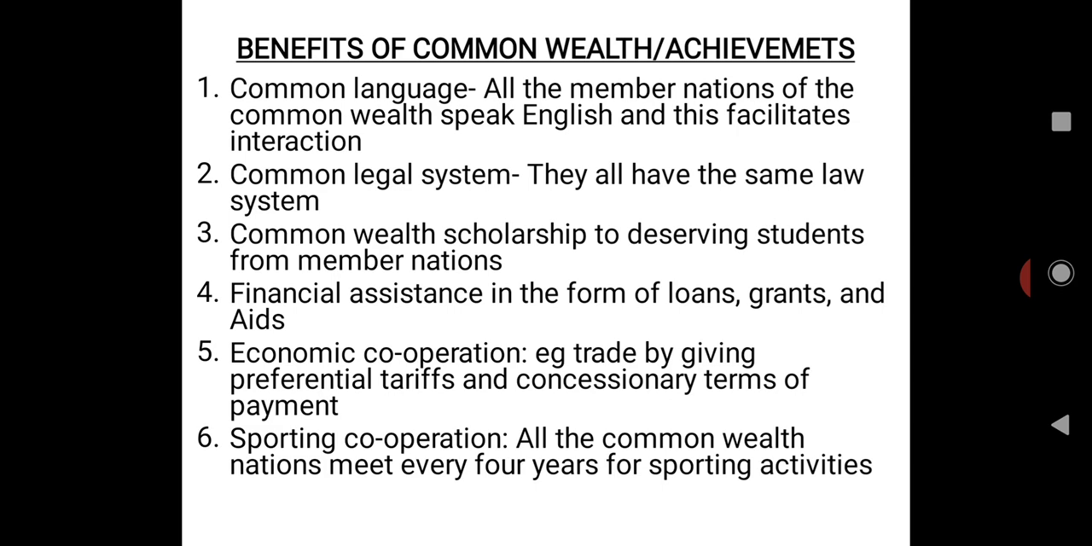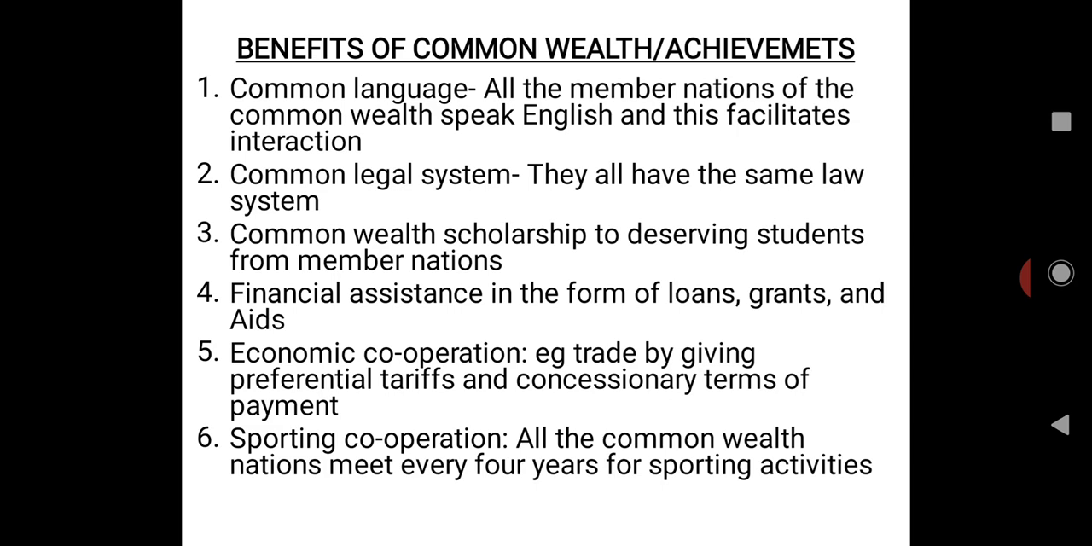Number two, common legal system. We're looking at the benefits member nations get in being a member of the Commonwealth of Nations. All the member countries have the same legal system. The legal system practiced in Britain is also practiced in Nigeria, in Ghana, in Gambia, as the case may be.